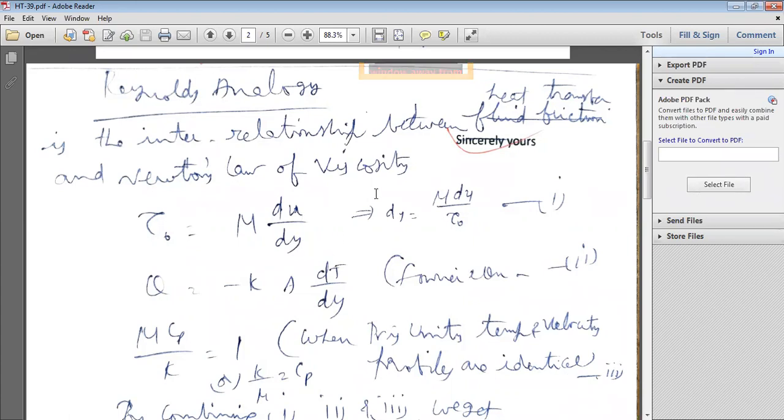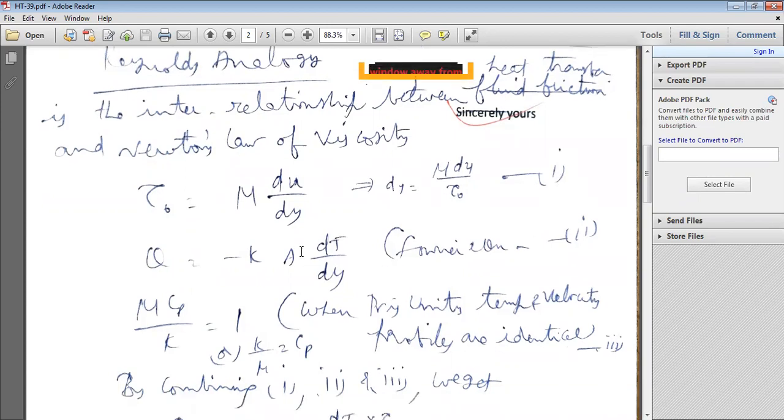That's why the Reynolds interrelationship between heat transfer and Newton's law of viscosity. So this is Newton's law of viscosity. What is heat transfer? There will be conduction heat transfer and convection heat transfer.